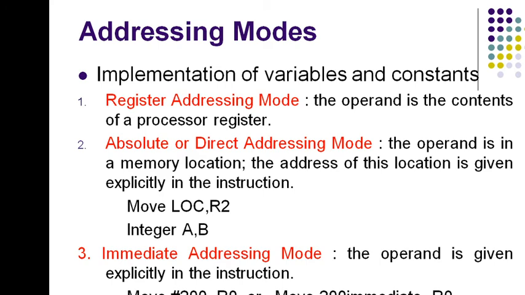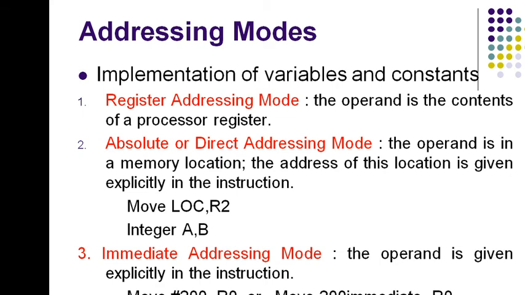Using the subscript to denote the immediate mode is not appropriate in assembly level languages. So a common convention is to use the sharp sign, that is the hash sign, in front of the value to indicate that this value is to be used as an immediate operand. Hence we shall write the instruction in the form Move #200, R0.